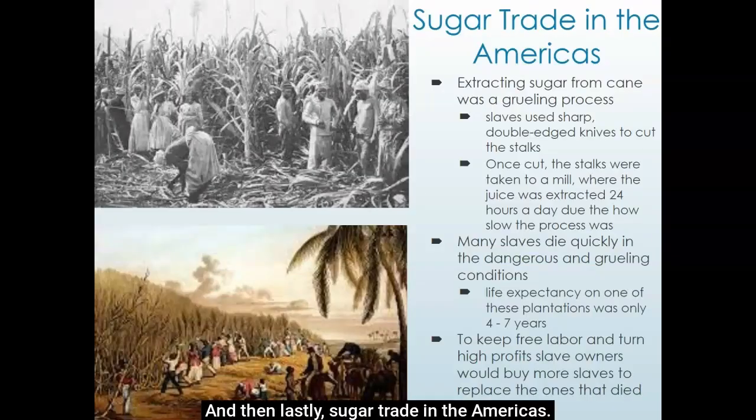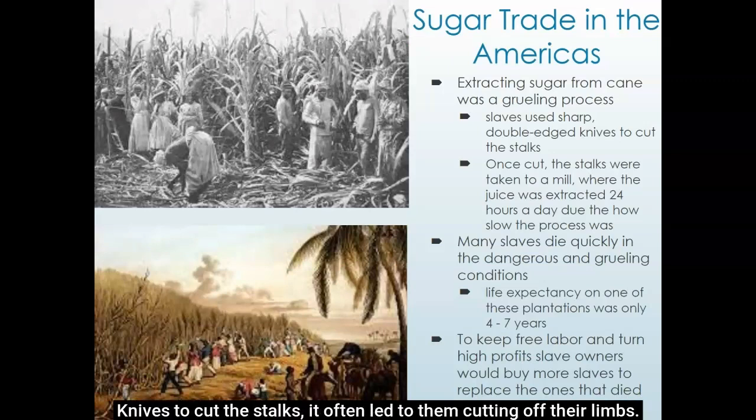And then lastly, sugar trade in the Americas. Extracting sugar from the sugarcane was a really grueling process. Slaves had to use sharp double-edged knives to cut the stalks. It often led to them cutting off their limbs. Once those stalks were cut, they were taken to a mill where the sugar juices were extracted from the cane.